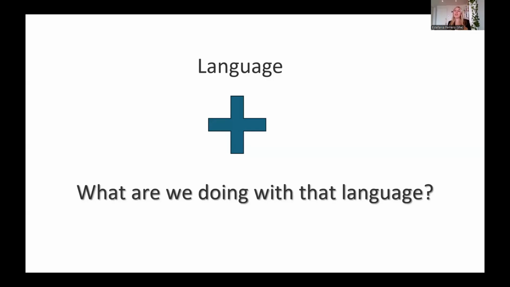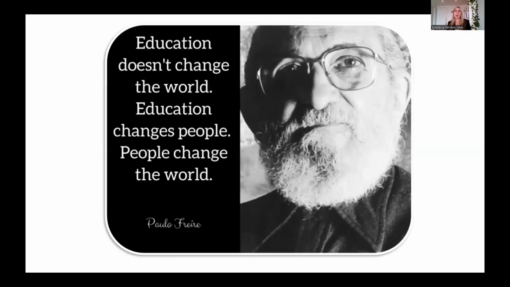So remember, we are teaching language, but what are we doing with that language? What are students going to do with our language? What are they going to use it for? So we are not only teaching them to talk about past actions. We are not only teaching them how to agree. We are teaching them to use language critically, to have the tools to speak up when something is wrong, to defend their ideas. And as Paulo Freire once said, education doesn't change the world, education changes people. And people change the world.